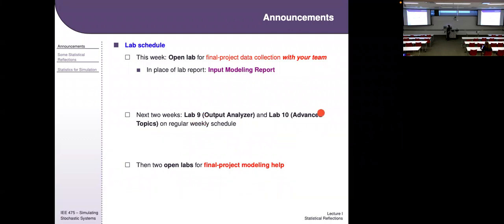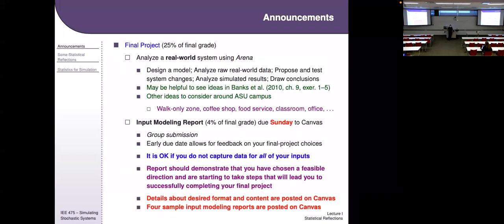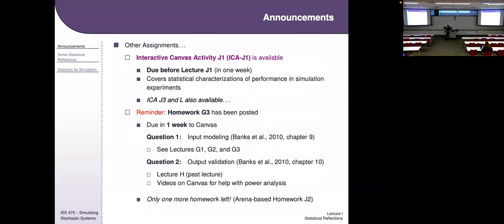Otherwise, we've got these two labs. Lab 9, where you're going to learn how to compare outputs quantitatively using some tools inside Arena. And then lab 10, where you're going to learn about things like batching and signaling, a little more advanced topics in Arena, but very useful topics. And then otherwise, we've got labs for final project modeling help. This is just kind of summarizing in text what I was just talking about.